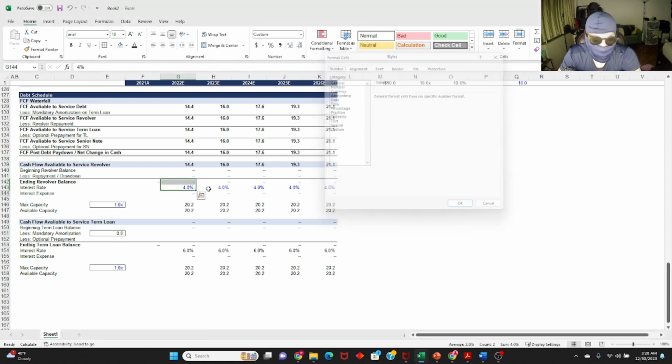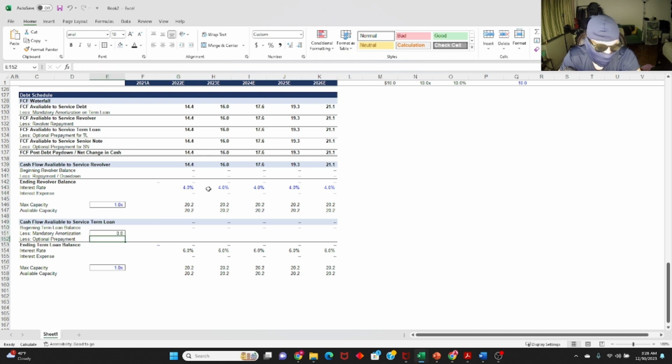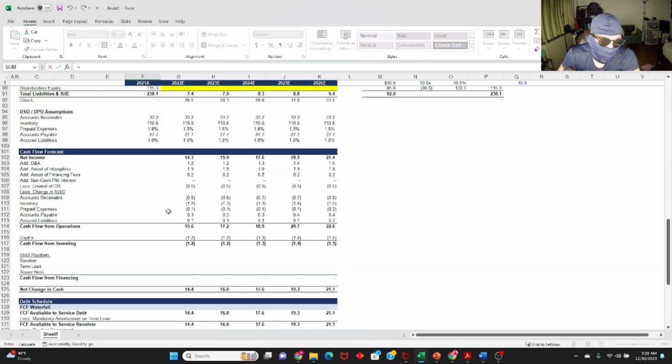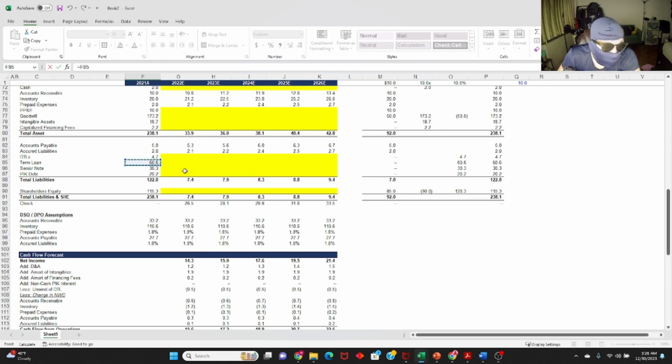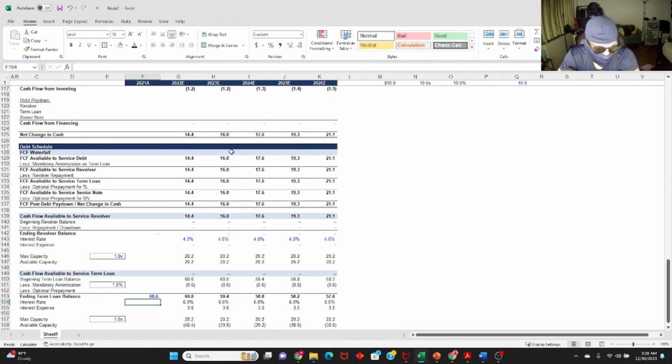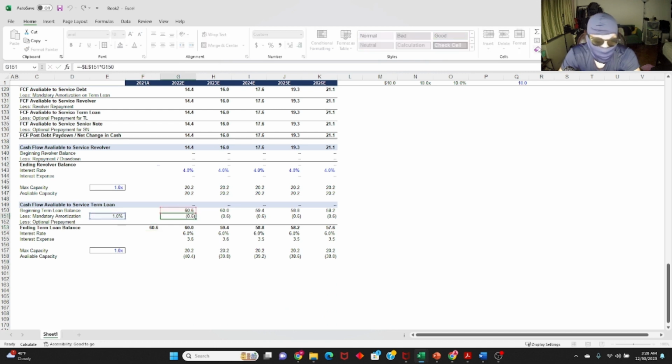Take this percentage figure right here. 1%. So it's going to be 1% of the beginning balance of every quarter, every year. Anchor that 1%, make it negative. Okay, and your term loan beginning balance is going to be whatever you see on this balance sheet, so 60.6. Just get rid of that blue hard code. So every year you're essentially just paying down $600K worth of revolver.